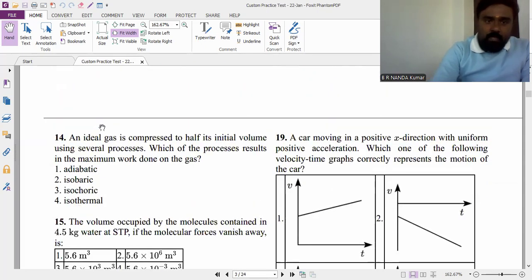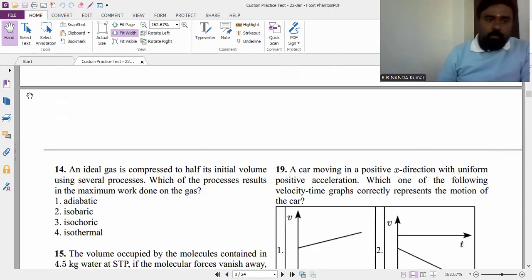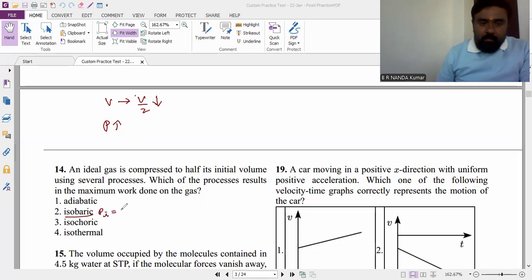Next question number 14. An ideal gas is compressed to half of its initial volume. So volume V becomes V by 2. So volume decreases, so pressure will increase. But isobarically, the initial pressure remains constant, it does not change. Even though the volume changes, in isobaric the pressure remains constant, but here volume decreases. So this one is constant and work done is minimum in isobaric.